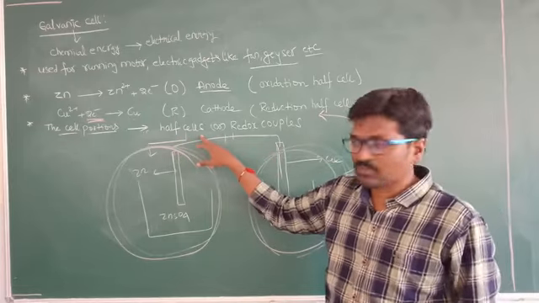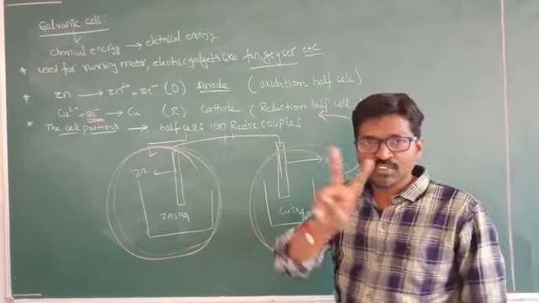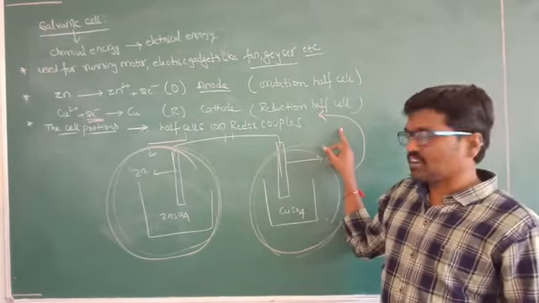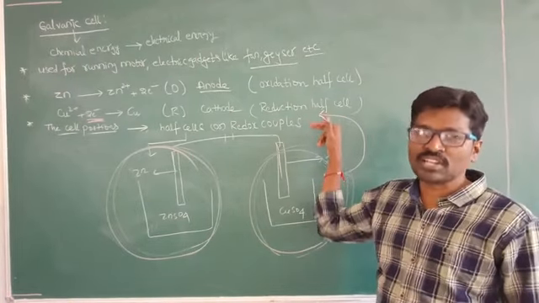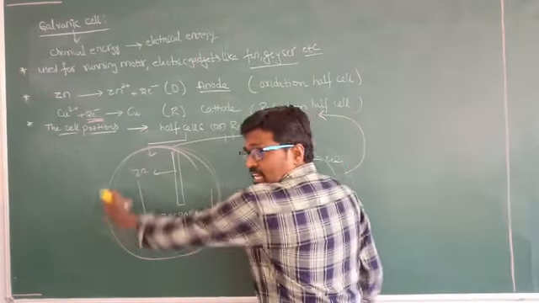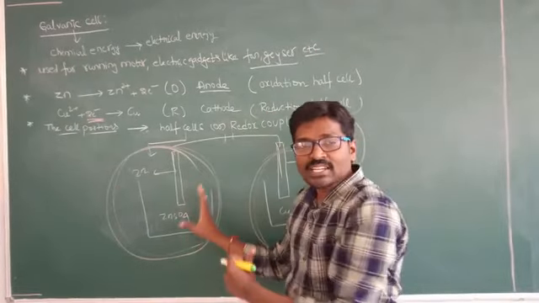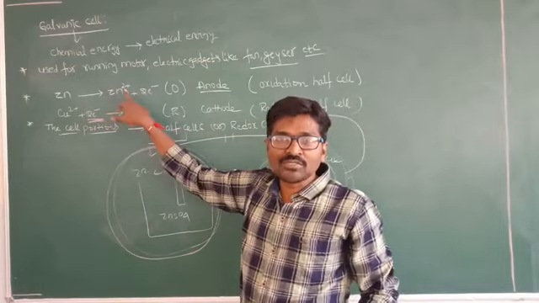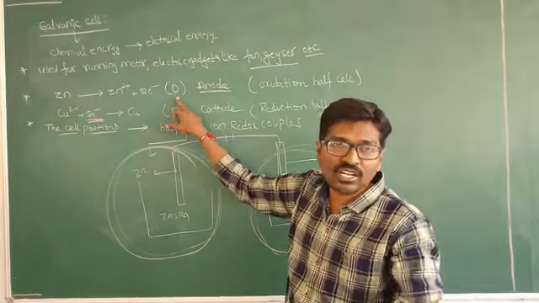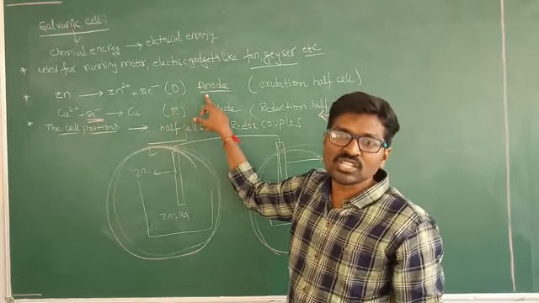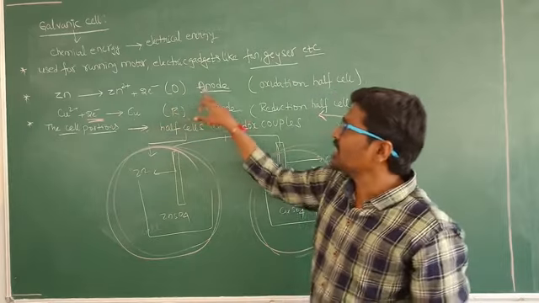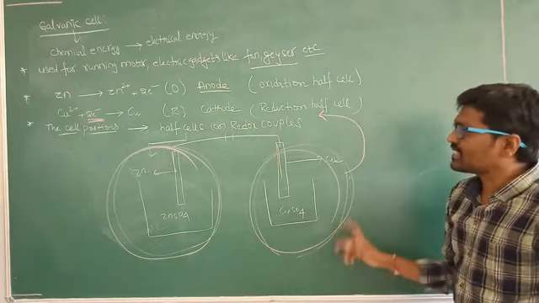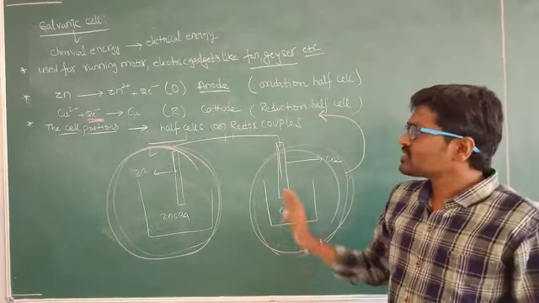Now the half cells are again classified into two types. The first one is the oxidation half cell and the second one is the reduction half cell. What is the difference between them? If you consider the left hand side cell vessel, in that cell we observe oxidation. How do we say that? Just see this reaction: Zn is converting to Zn2+. It means loss of electrons. Loss of electrons is called oxidation. Oxidation always occurs at the anode. That's why this is called the oxidation half cell and this one is called the reduction half cell. Okay, right. So this is regarding the next point.